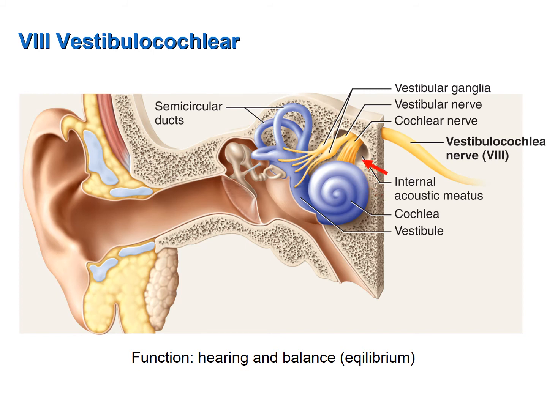The cochlea is responsible for hearing, and the nerve that extends from the cochlea is called the cochlear nerve. The vestibule is responsible for some aspects of equilibrium or balance, and the nerve that extends from the vestibule is the vestibular nerve. The two merge and form the vestibulocochlear nerve. Therefore, the vestibulocochlear nerve is responsible for both hearing and balance. The vestibulocochlear nerve is a sensory-only nerve.